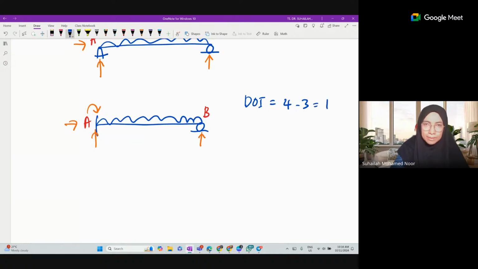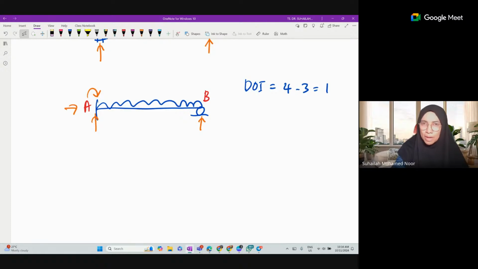So the DOI, degree of indeterminacy, for this beam is 1. So what does it mean? It means there is one redundant in the system. One redundant is the problem. The one redundant will be determined first. So R will be chosen.